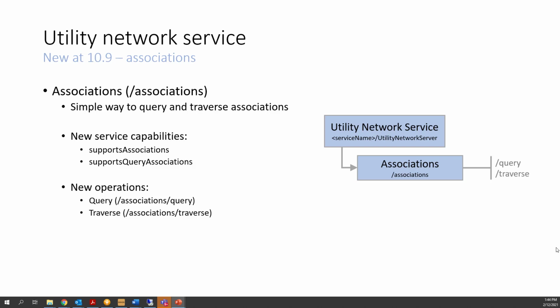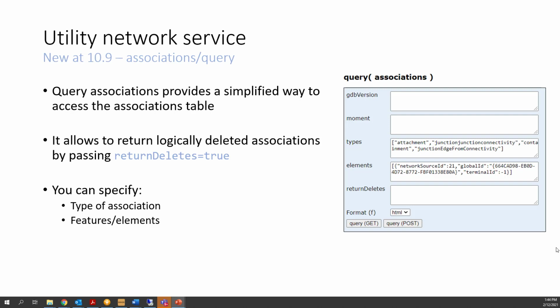Okay. Again, at the root resource, there are two service capabilities that are being exposed. First, supports associations and supports query associations. On the query operation on the associations family, that's the basic simple way to get access to the association table. Now, with this, you can see some of the parameters that it will take is, in addition to the version and moment, you specify the types of associations that you want to have returned, whether they are things like attachment, containment, junction-junction connectivity, junction edge from connectivity, the rest. You can also specify the elements or the features that you want to query the associations on.